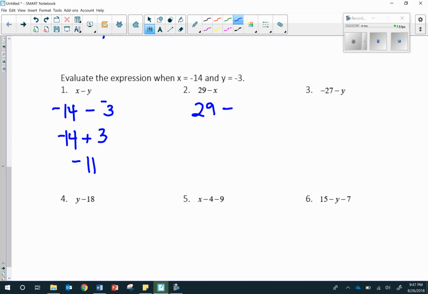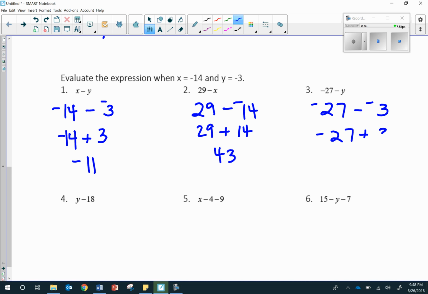29 minus x is going to be 29 minus negative 14. If we add its opposite, that is 29 plus positive 14, which is in fact 43. Number 3, negative 27 minus negative 3, as we're substituting negative 3 for y. Negative 27 plus the opposite of negative 3 is 3, which in this case we will end up with negative 24.